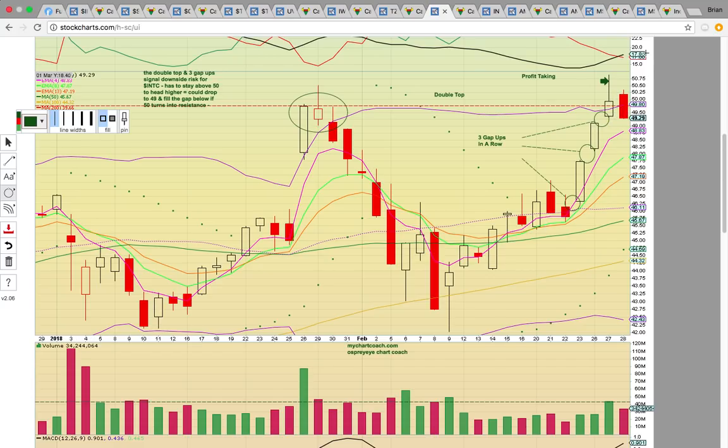It's still in a strong uptrend. It's just double top now. So now it has to get above this 50 resistance zone. If it can get above that 50 level, then that's going to signal it wants to head higher.